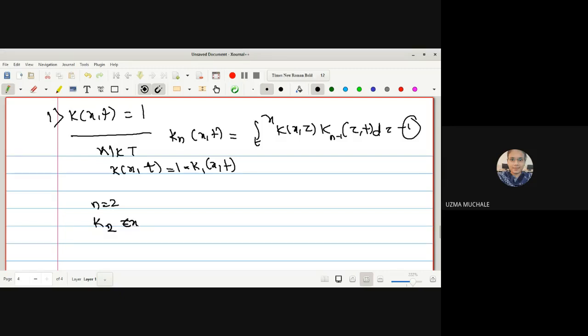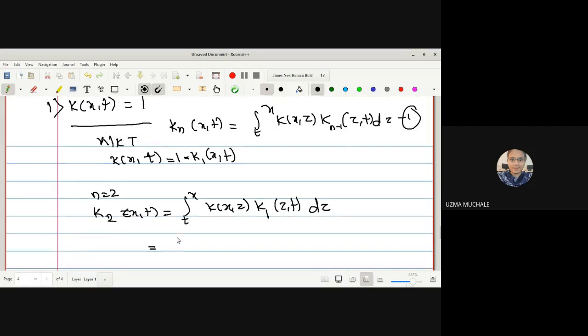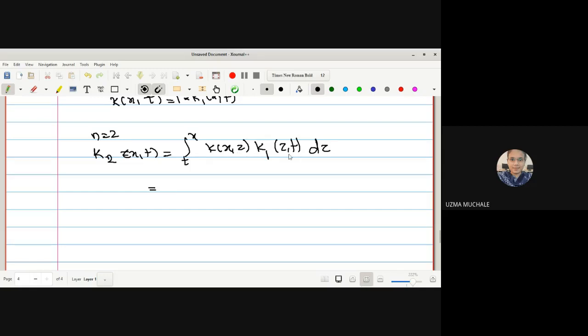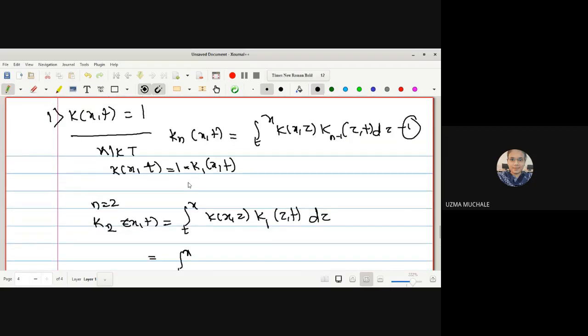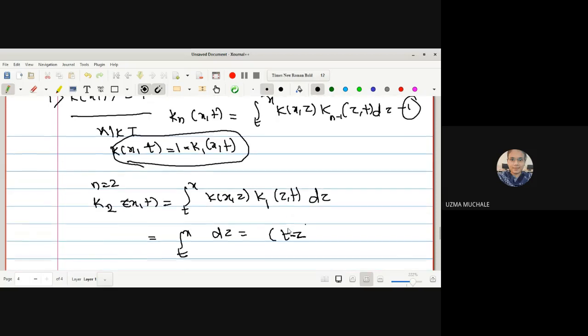k2 of xt is equal to integration of k of xz, k of n minus 1, that is 2 minus 1, k1 of zt. Now we know that both values are 1, whichever we take, the same value comes, because the given kernel is nothing but your first iterated kernel. So we can write these as 1, and 1 into 1 will be 1. So we integrate dz, and the integration of dz is t minus x.